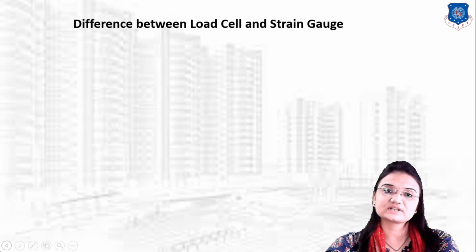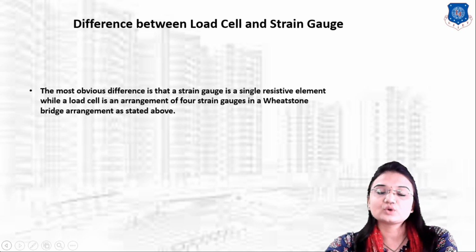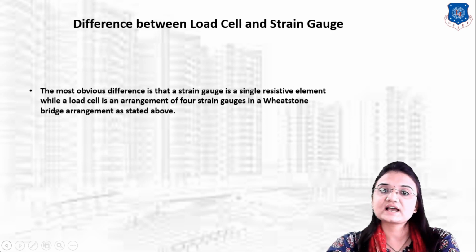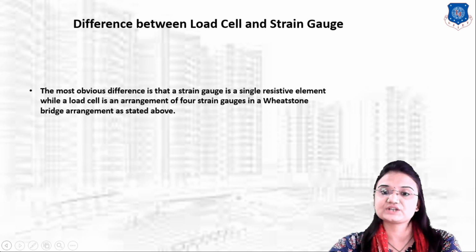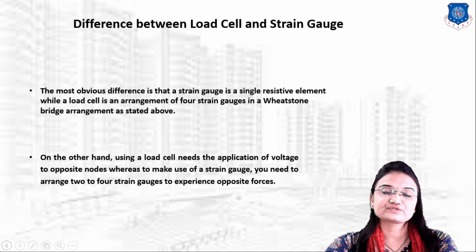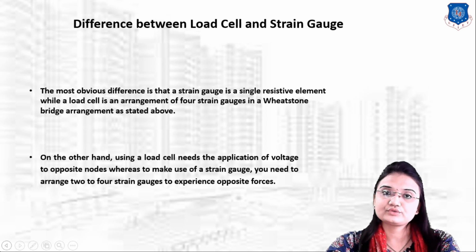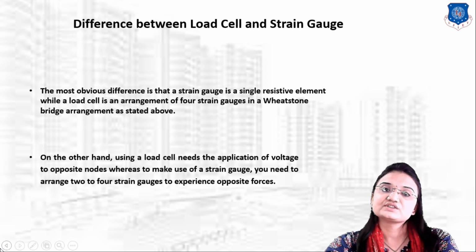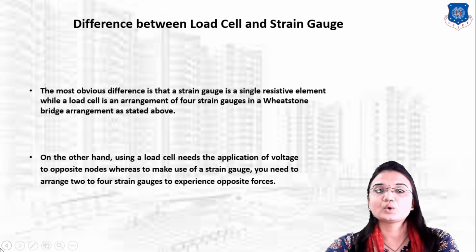Okay, now let us understand what is the main difference between load cell and strain gauge. Okay, so the main difference is that a strain gauge is a single resistive element and a load cell is a combination of four strain gauges. Second, without strain gauges we cannot use a load cell. Okay, we have to use four strain gauge resistive elements in a Wheatstone bridge circuit to measure load or weight. Okay, so this is the main difference between load cell and strain gauges. That is, a strain gauge is a single resistive element, and we have to use four strain gauges in a load cell to measure load or any force.